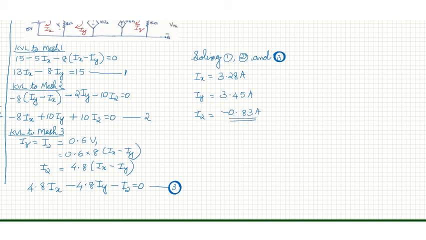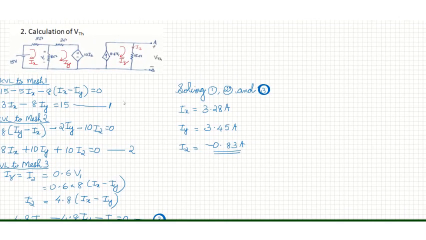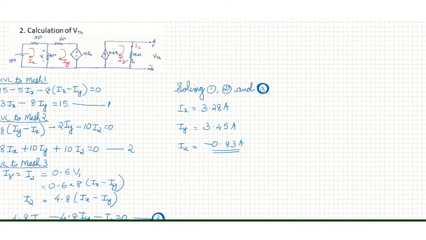Now, write the VTH equation. From the diagram, VTH, this voltage across A and B, will be the same as the voltage across this 15 ohm resistor. So we can write VTH is equal to 15 into I2. VTH is equal to 15 into minus 0.83, which is minus 12.45 volts.